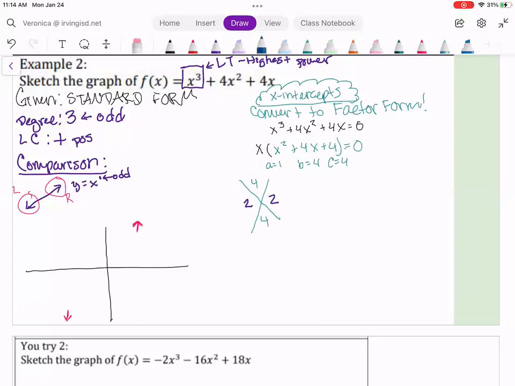Let me do a different color. 2. Okay. All right. So there's your two numbers. So once we find these two numbers, we can go on ahead and write it in factor form. So we're going to have x plus 2 and then x plus 2.